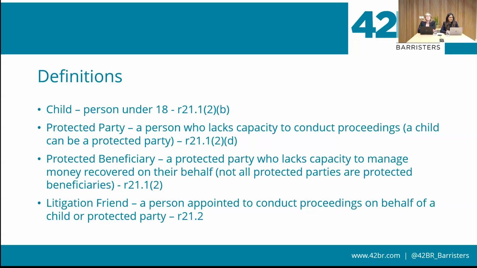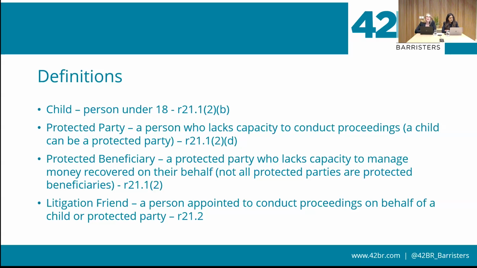So some definitions quickly, first of all, not a particularly scintillating slide, but important to know what we're talking about. Children are people under 18, very straightforward. Protected parties are people who lack capacity, and I'm going to run through what capacity means in a moment. A child can be a protected party, not necessarily. And then a protected beneficiary is a protected party who also lacks capacity to manage money recovered on their behalf.